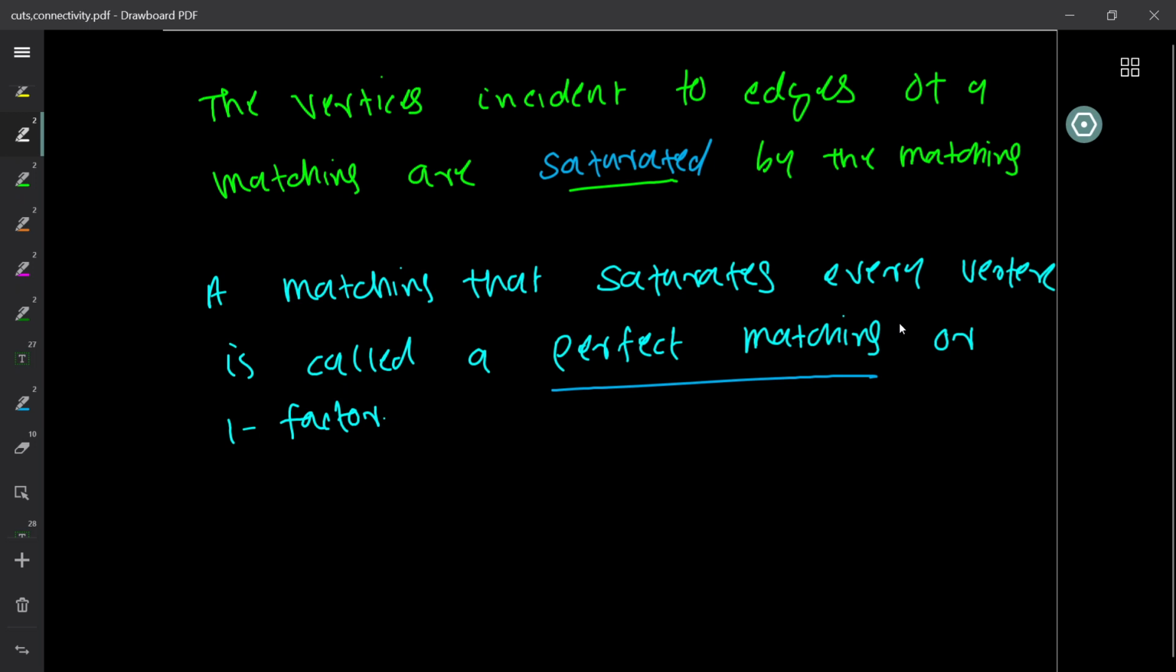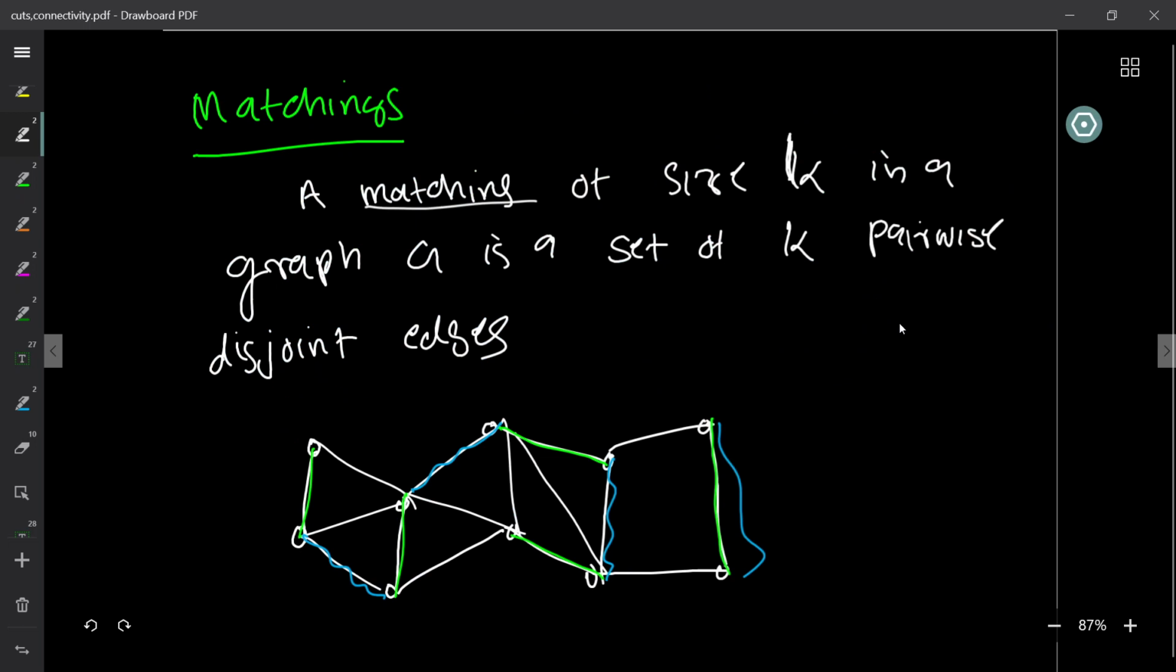Suppose you have a matching. Let's say M is a matching in a graph G. Then the vertices which are incident to the edges are said to be saturated by the matching. So in this example, according to the blue matching, these vertices are all saturated, but the remaining two vertices are not saturated.